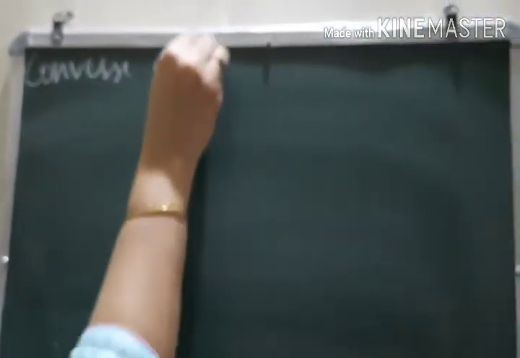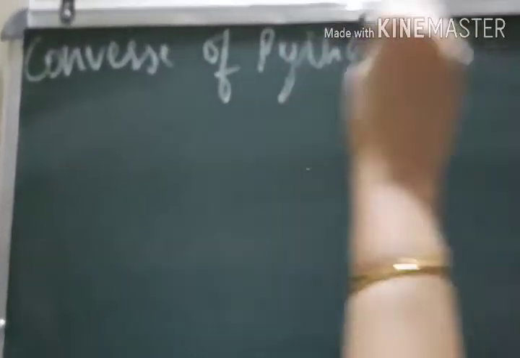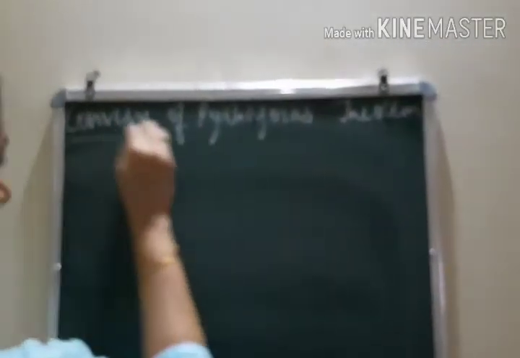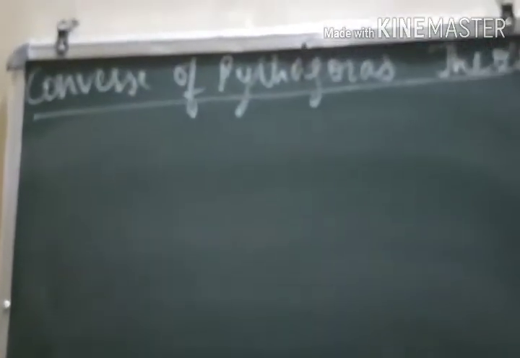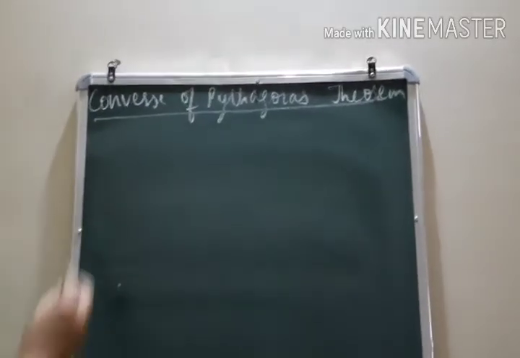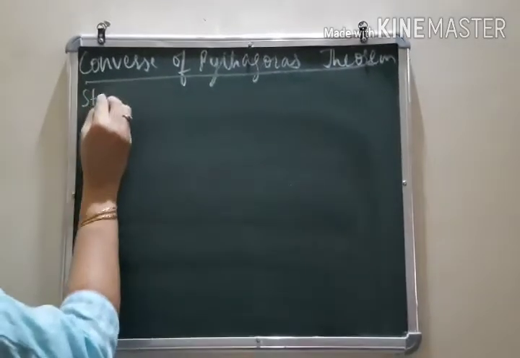Next, move on to the converse of Pythagoras theorem. Converse means the opposite. Pythagoras theorem's opposite. That is, if in a question it is given that AC square is equal to AB square plus BC square, then the triangle will be called a right triangle. So first we will write the statement.